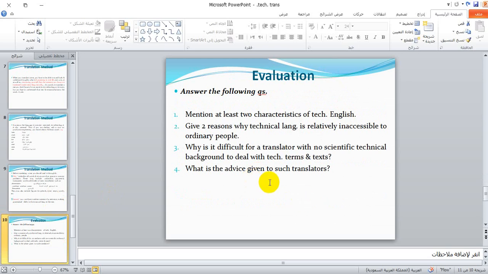This time, just to assess to what extent you understand from this lecture, try to answer the following questions. The first one: mention at least two characteristics of technological English. Give two reasons why technical language is relatively inaccessible to ordinary people. Why is it difficult for a translator with no scientific technical background to deal with technical terms and text? The last one: what is the advice given to such translators?